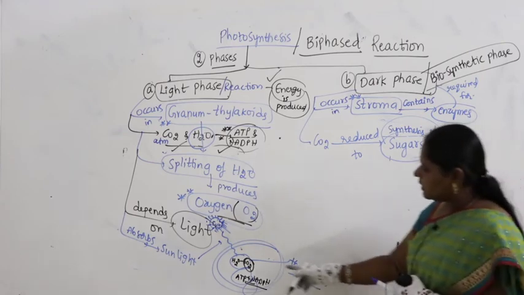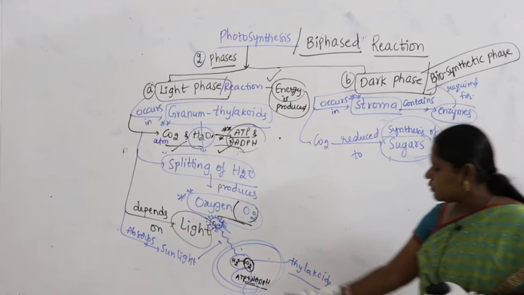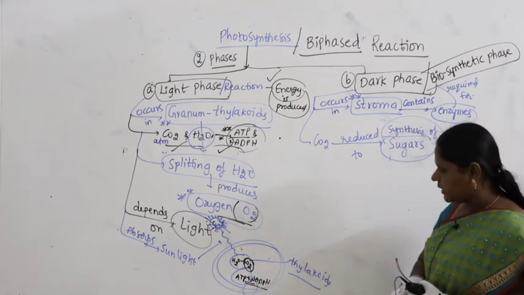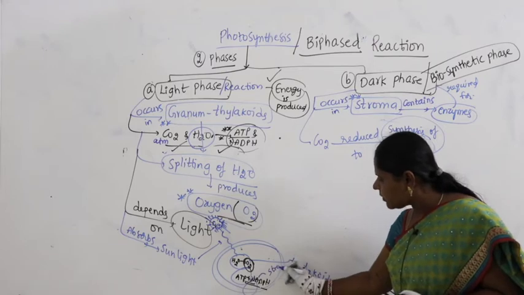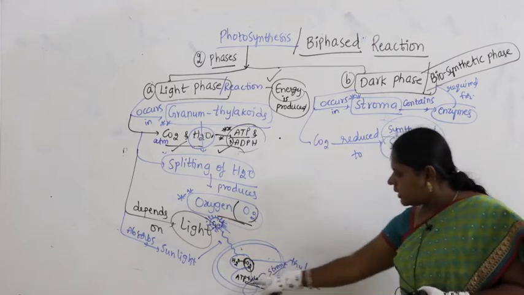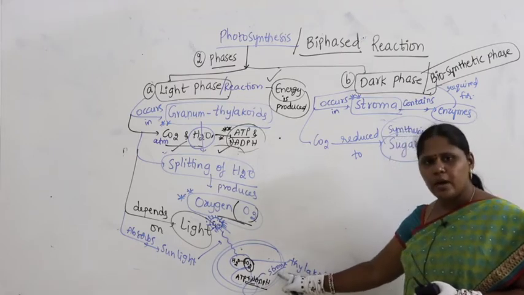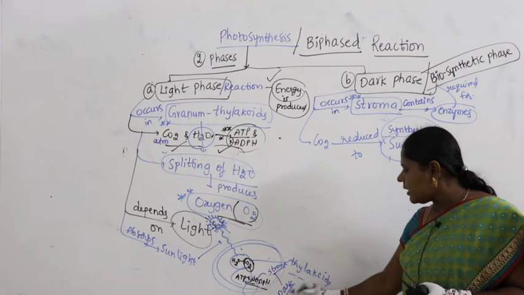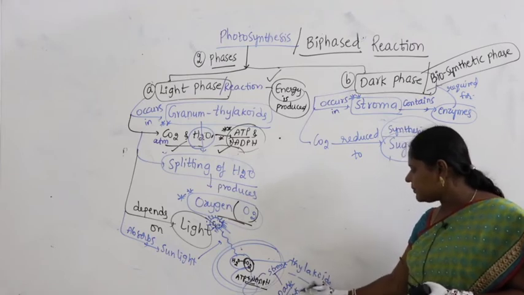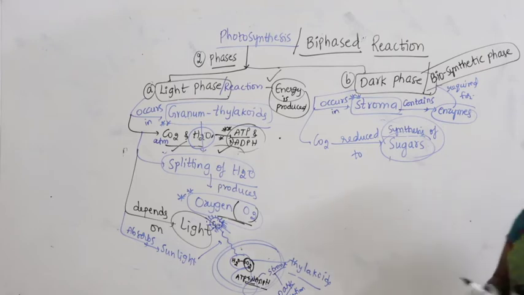So, this is nothing but thylakoid, it produces ATP and NADPH. Using this ATP and NADPH, now this ATP and NADPH enters into stroma. What I am writing? ATP and NADPH enters into stroma. In stroma what takes place? In stroma a dark reaction takes place. So, what is happening in stroma here?